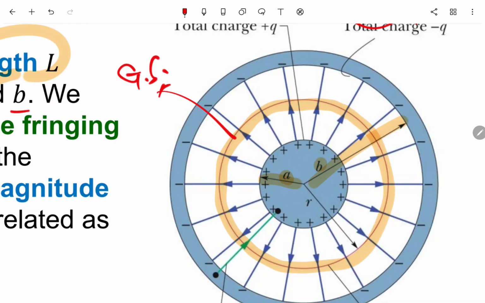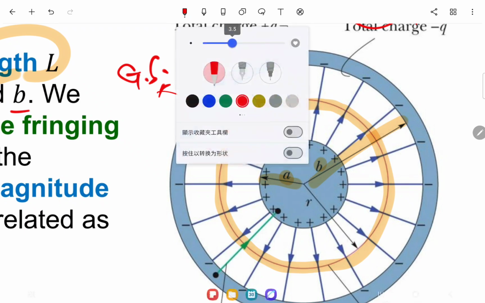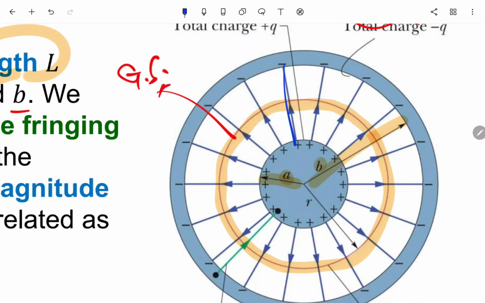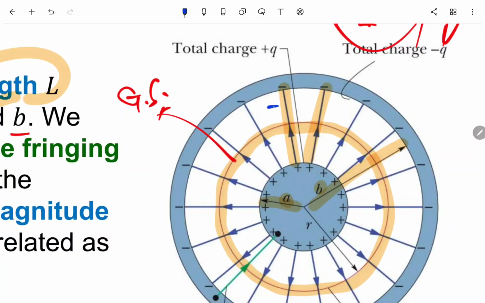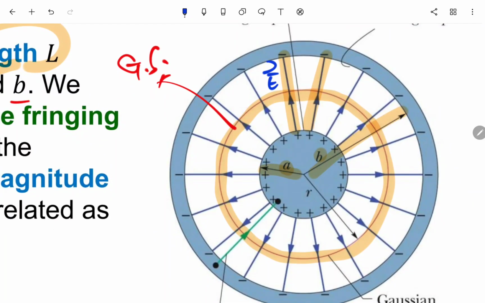Of course it is a cylinder, but the top side and bottom side won't contribute, because all the E field is in the radial direction. It won't go in this direction or that direction, so those two sides won't contribute, and only this side contributes. But of course you keep in mind that this is a cylinder, not just a circle.